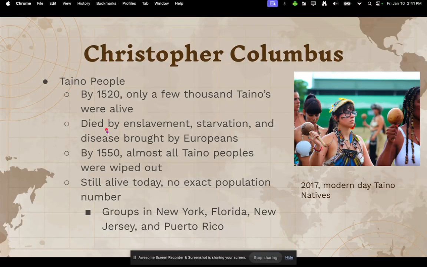Less than 30 years. So many of these people died due to being enslaved, starvation, and disease brought by the Europeans. By 1550, almost all the Taino peoples were wiped out. Now, there are still Taino people today. There is no exact population number of how many there are, but there are groups that are in New York, Florida, New Jersey, and Puerto Rico.